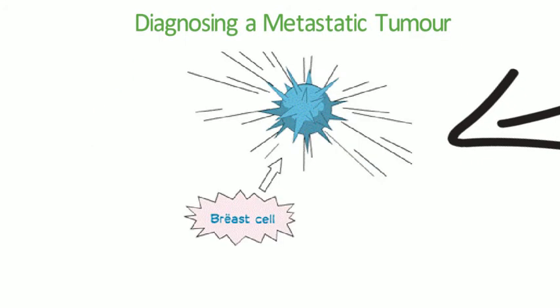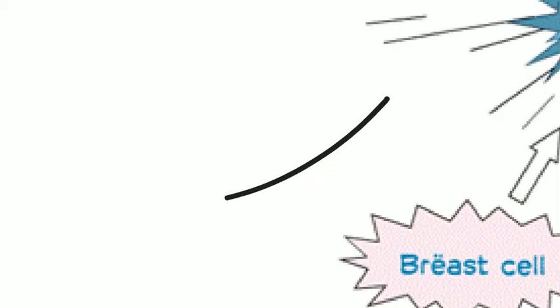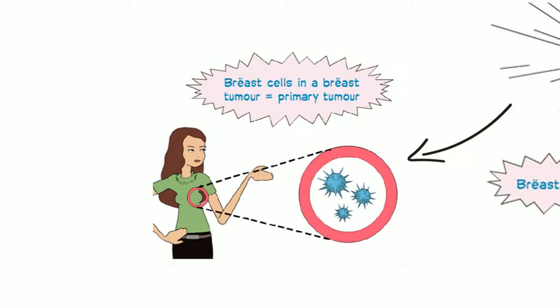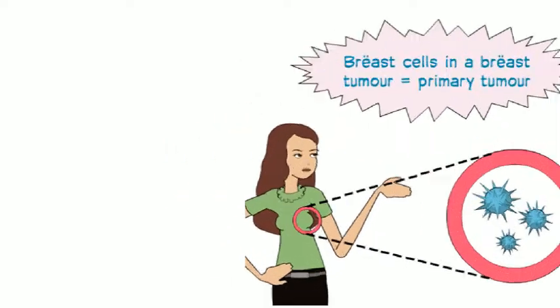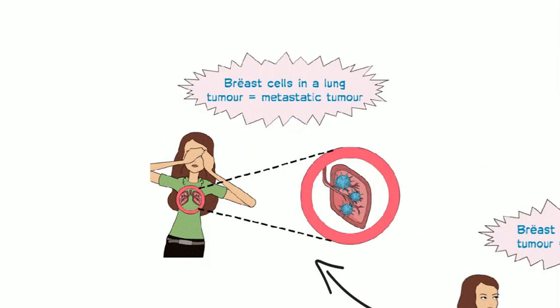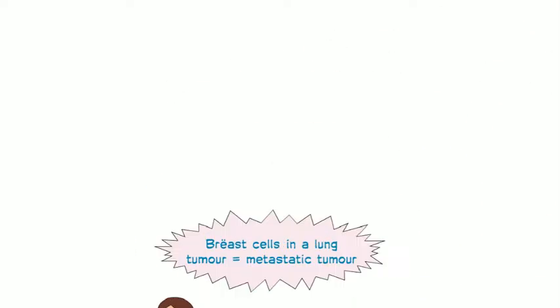When we look at a breast cell, it is a primary tumour if the cell type is normally found in the area, so breast cells in a breast tumour. But if the cell type does not belong there, breast cells in a lung tumour, then the tumour is a metastatic tumour.